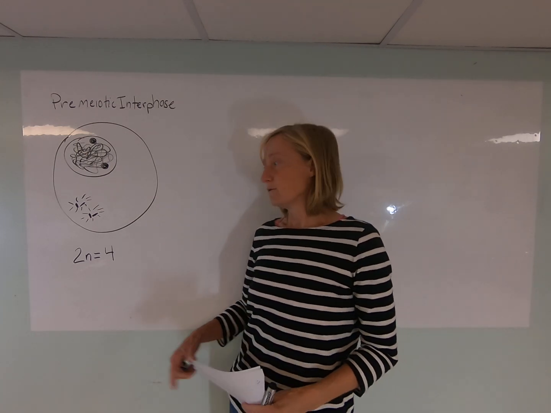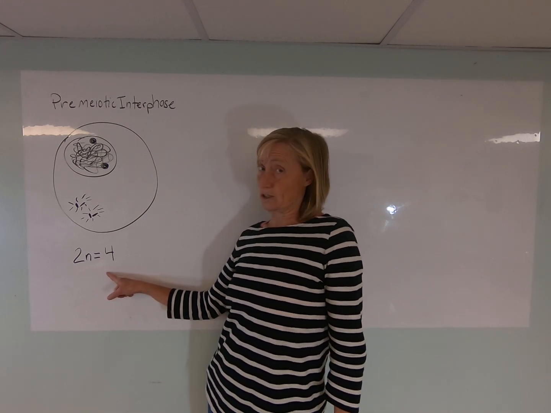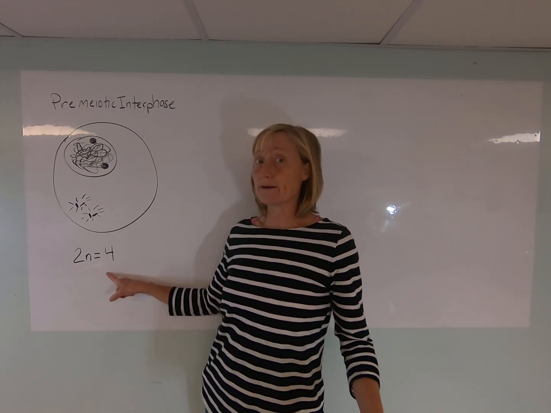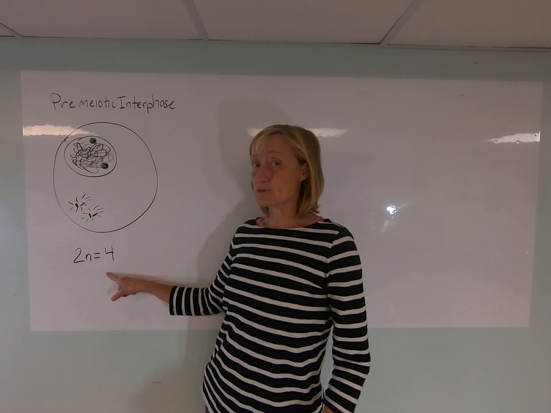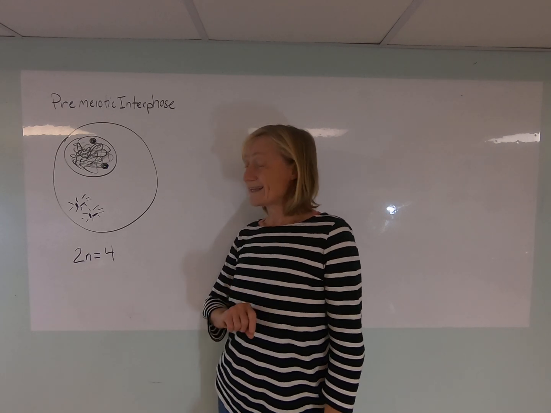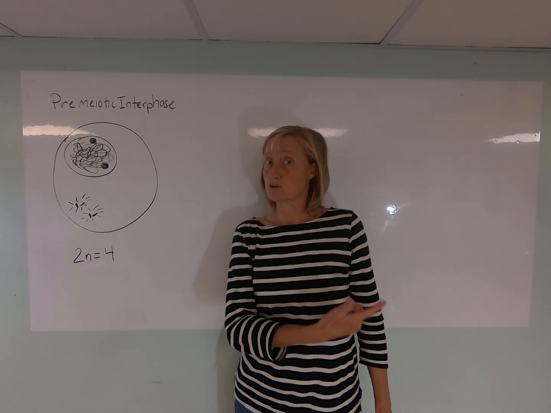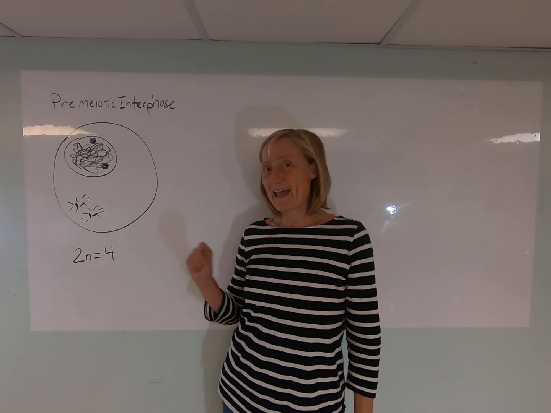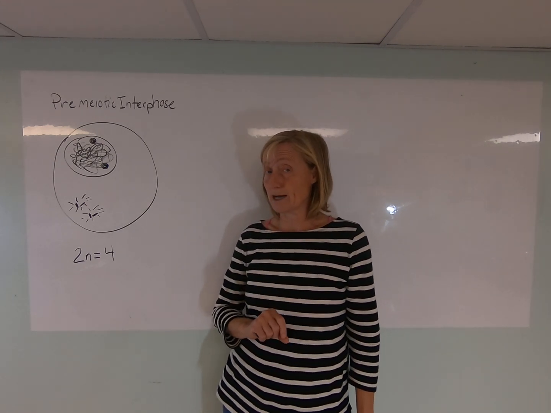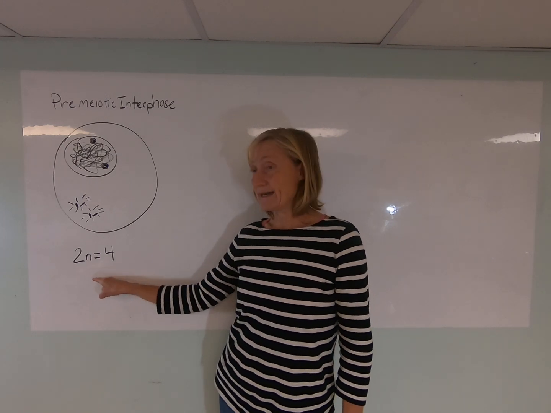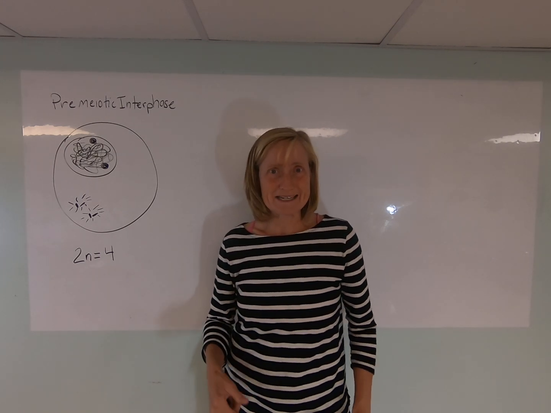Now that cell is ready to go. It's got 4 strings of chromatin right now that have all been replicated, and it's ready to go through meiosis. When it gets done, we should see the making of eggs or sperm that have a haploid number of chromosomes, right? That have n equal to 2. We'll see how that goes.